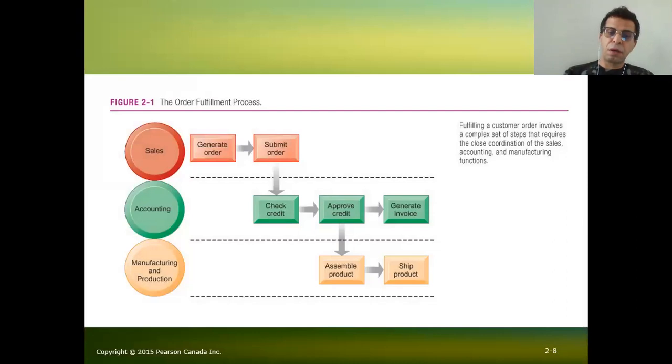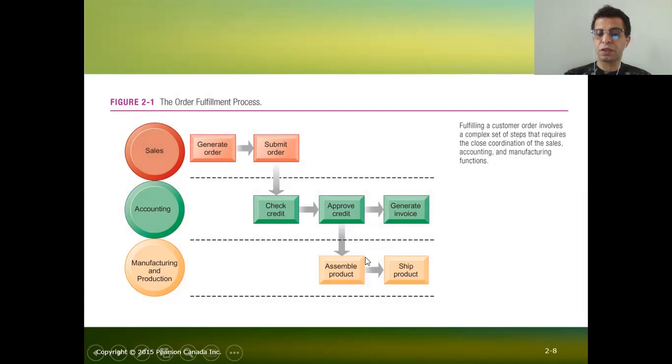If we take the order fulfillment process, let's say somebody delivers a sale. When he delivers a sale, he generates an order and then submits the order. The order will go to the accounting department. They check the credit of the buyer, for example, and if they don't approve it, it goes back to the sales.